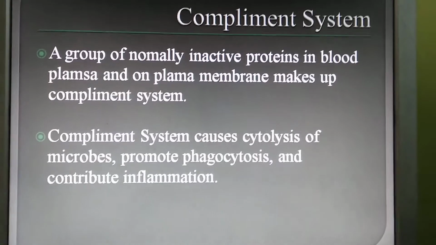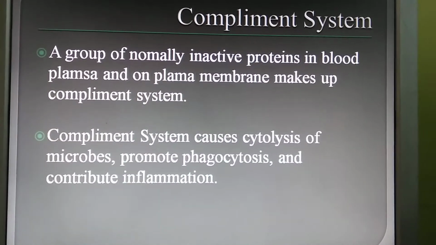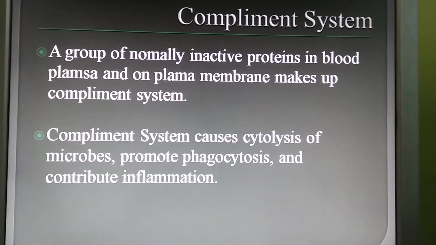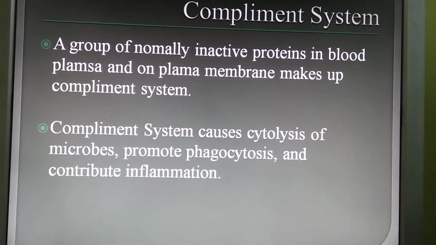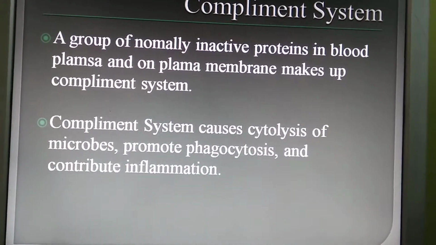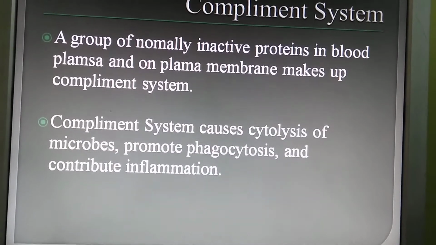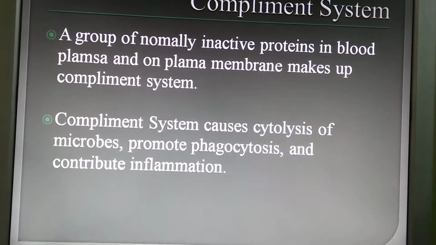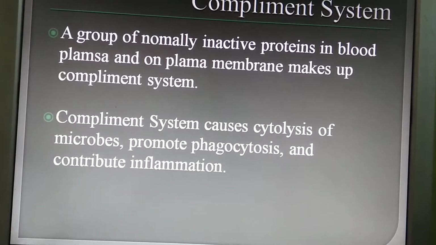Second is the complement system. A group of normally inactive proteins in the blood plasma and on the plasma membrane makes up the complement system. The complement system causes cytolysis of the microbes, promotes phagocytosis, and contributes to inflammation. Cytolysis is the bursting of the cell.